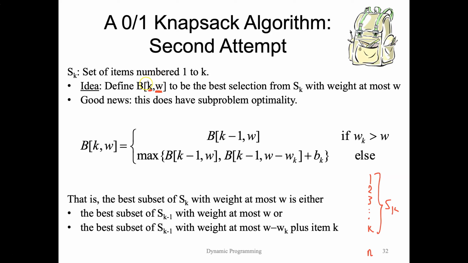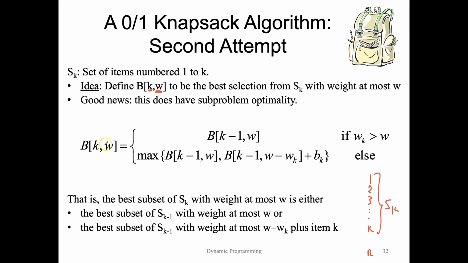So we're going to look at the best solution, so B of k and w. This represents the best selection that we could choose if we can only pick from the first k items and we can't exceed capacity w. Now if we do this, the good news is this does have the subproblem optimality property. And the reason for that is we can define B of k, w in one of 2 ways. So there's only two possible situations that could happen.